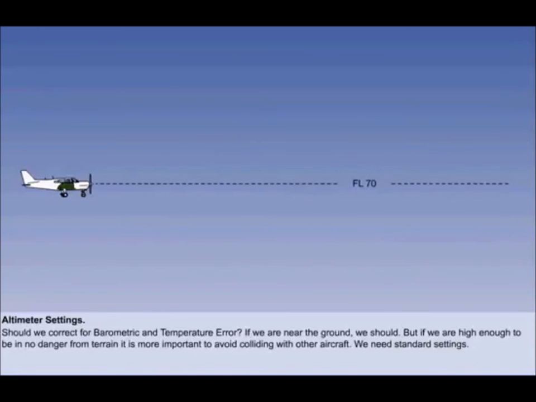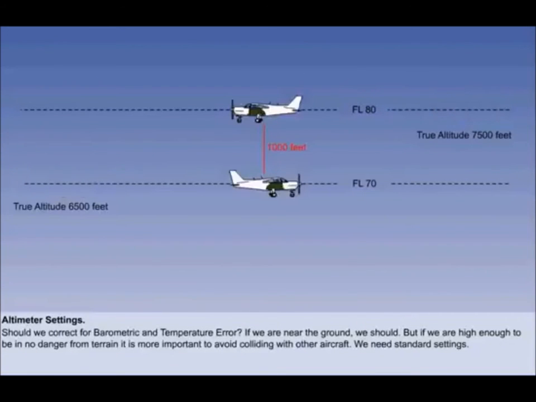This aircraft is told to fly at flight level 70. This means 7,000 feet on 1013. This aircraft is told to fly at flight level 80. This is 8,000 feet on 1013. They will still have 1,000 feet vertical separation. Their true altitude doesn't matter, as long as there is no danger of either of them hitting the ground.